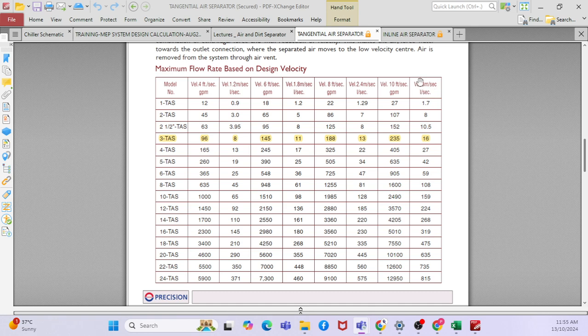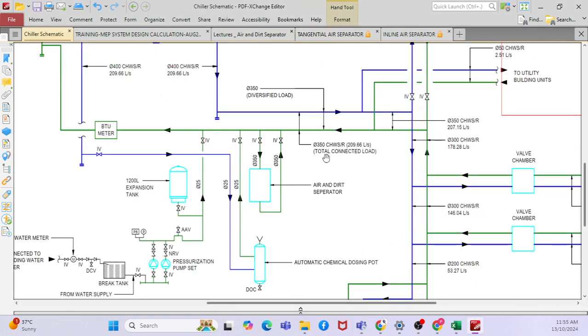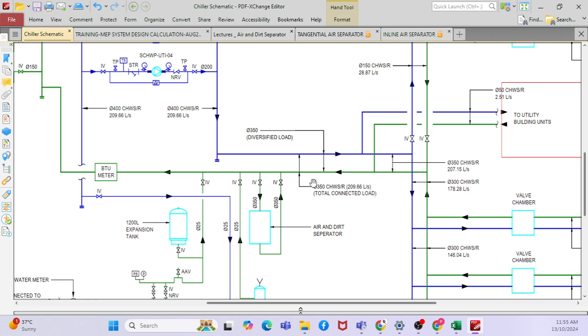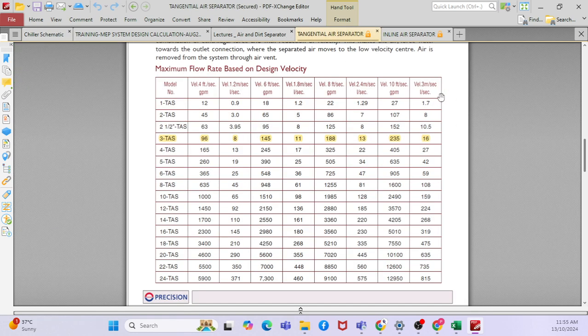Say for example, you might have seen somewhere in the system, this is your velocity of the pipe, say 350 diameter based on the flow rate. Sometimes you may see there is a reducer towards the air separator, and there is a contraction or expansion on the air separator side. That is to create the velocity. If you create the velocity, it can separate the air bubbles or the scale formation from the system. That is why the velocity is designed at 3 meter per second.